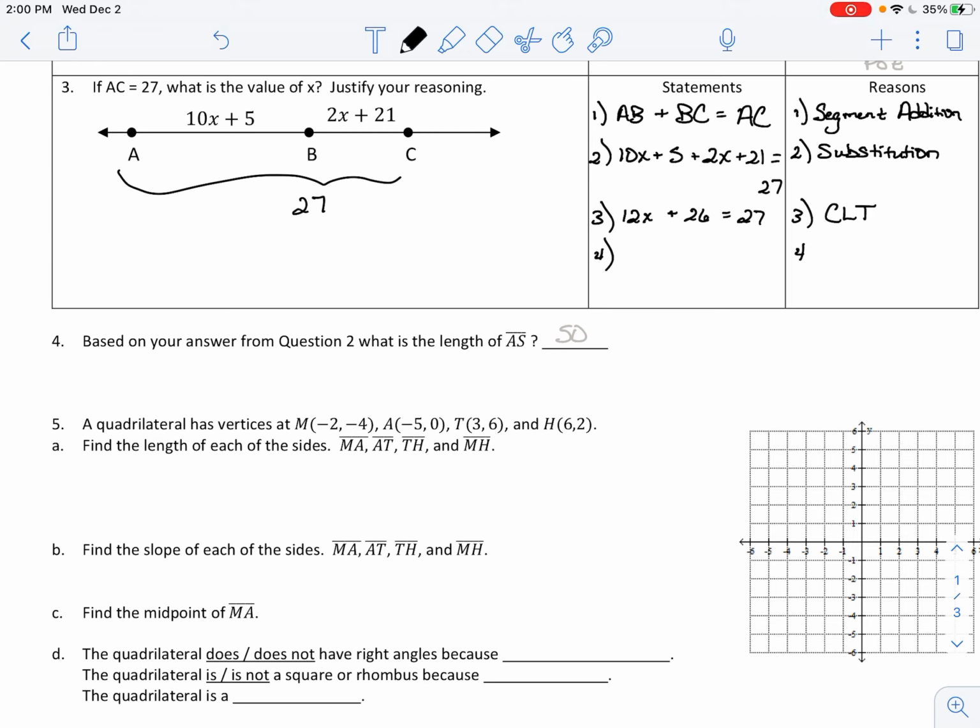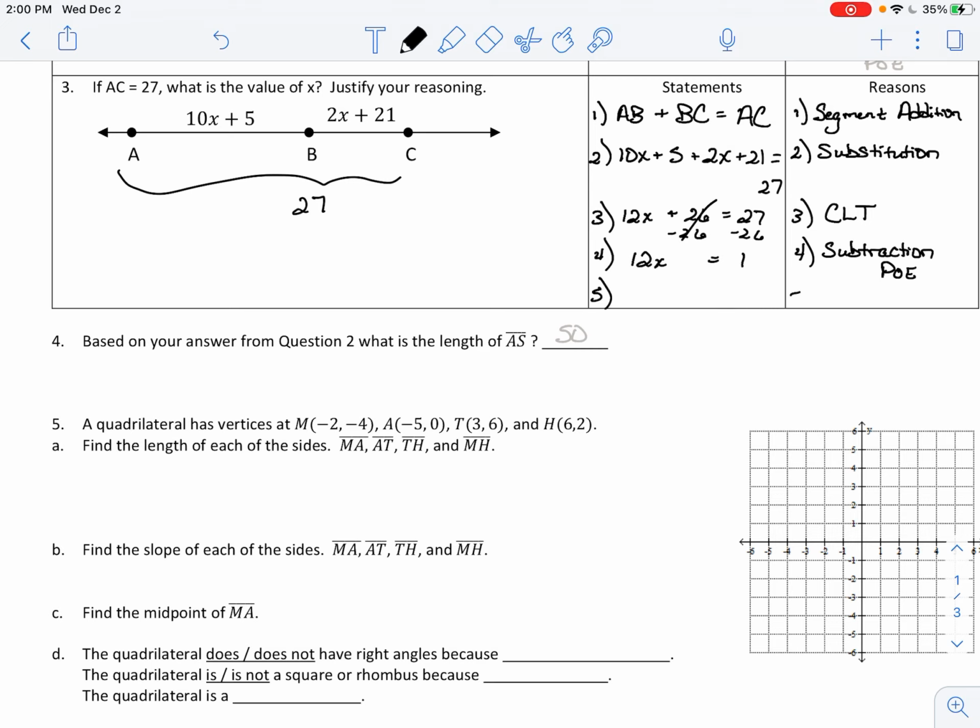So to try and get x by itself, I am going to move that 26. It's a positive, so I will be using the subtraction property of equality. And I'm going to be lazy and just put POE. But I'm subtracting to both sides of the equal sign. So 12x is left here. 27 minus 26 is a 1.